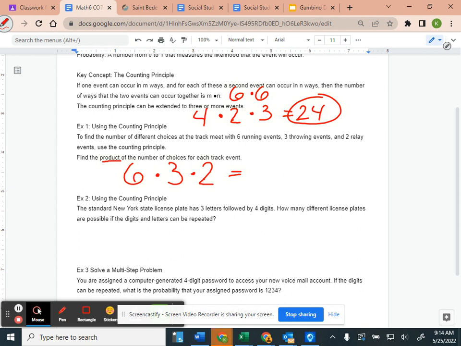Yep, because 2 times 3 is 6. 6 times 6 is 36. So there are 36 different choices.